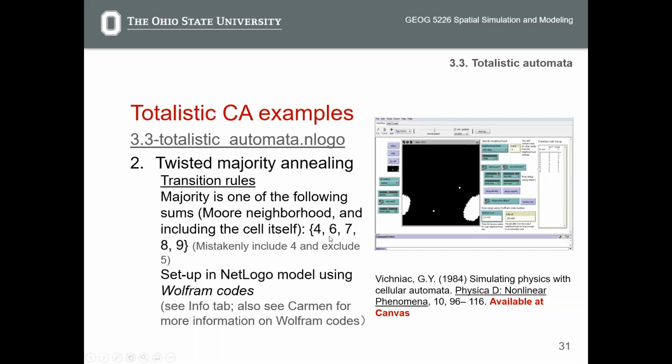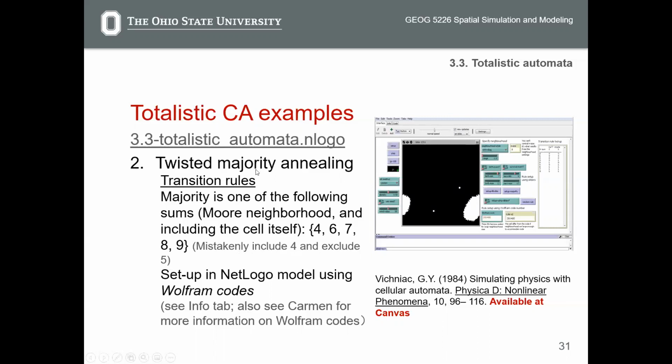And on the other hand, where is 5? If there are 5 cells with the same value, that value should be the majority. No, we dropped 5 on purpose. Okay, mistakenly include 4 and exclude 5. And why did they do this?